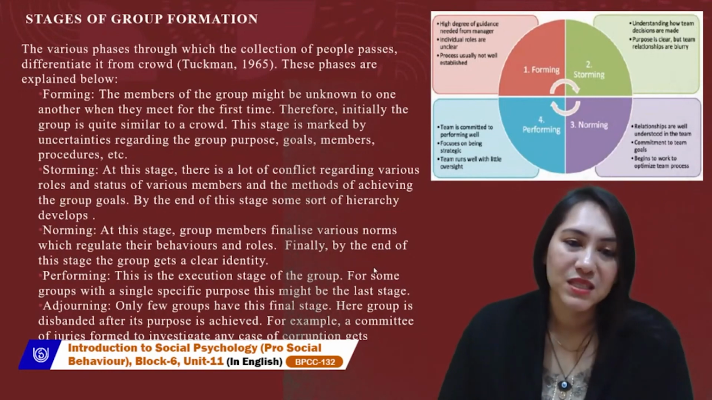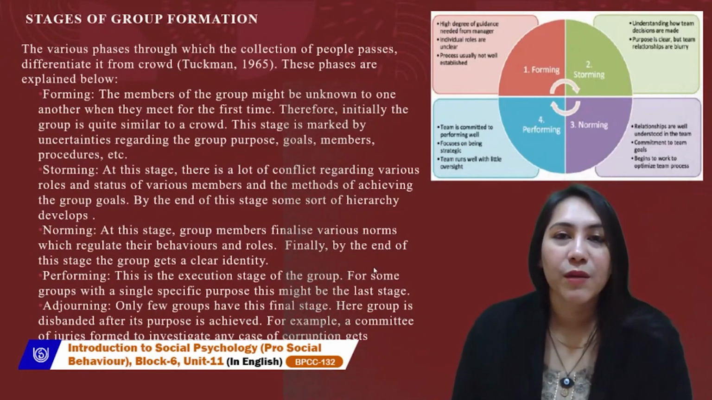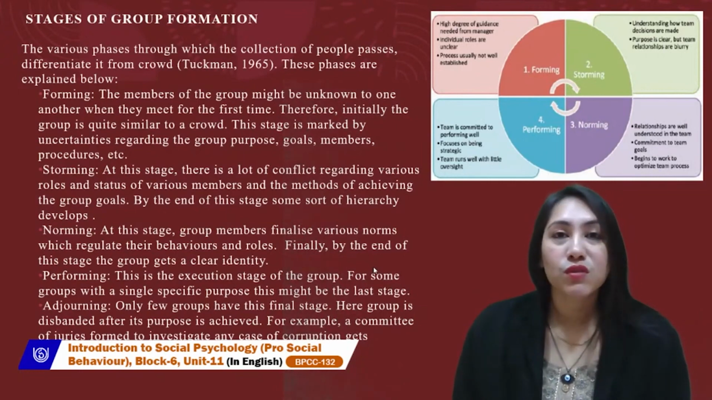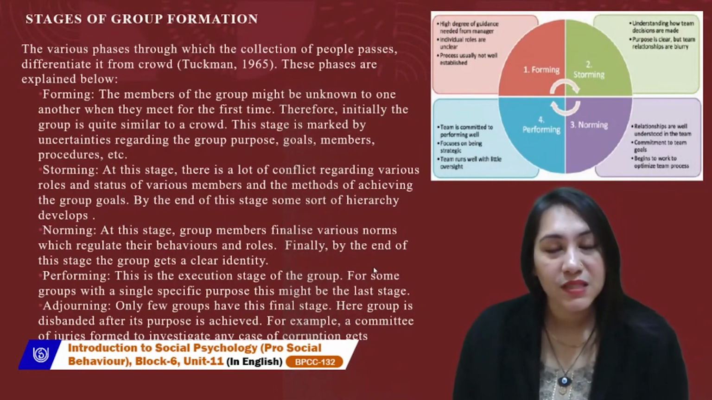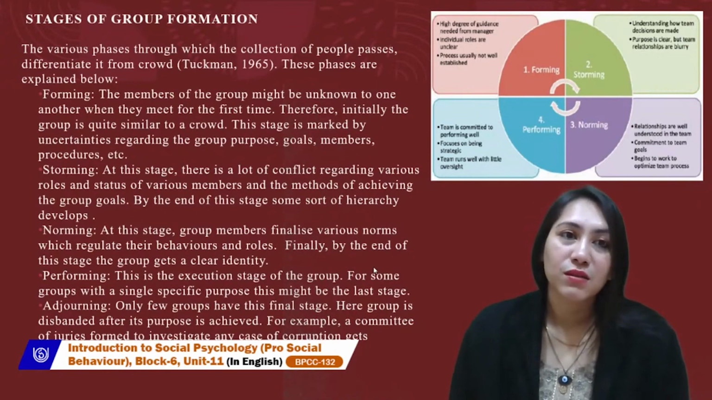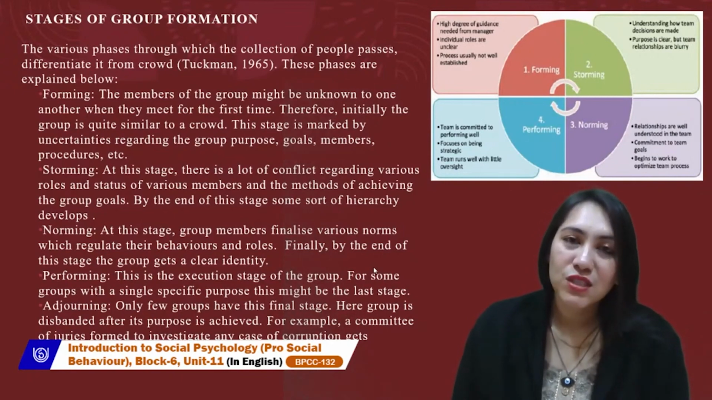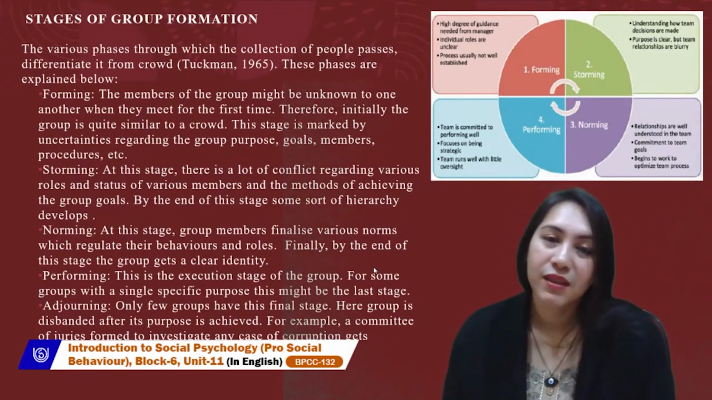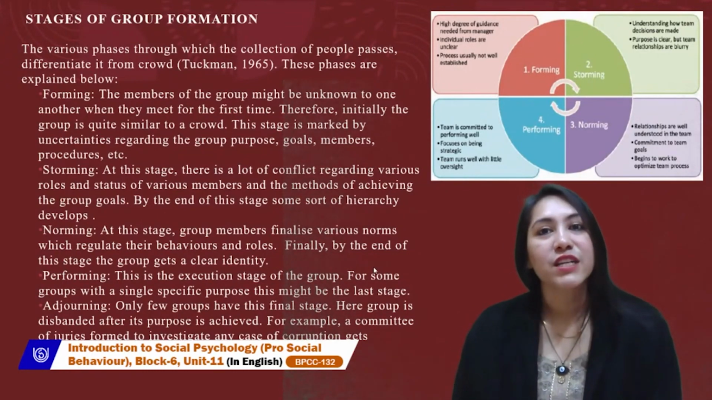One of the best examples is this. When we are coming to solve a case of corruption, a jury of judges sitting for a criminal case and passing their verdict. So that's also something which is adjourning. So there are five stages. A lot of group formation finishes at the four, which is forming, storming, norming, performing being the last. For some, it's even adjourning.